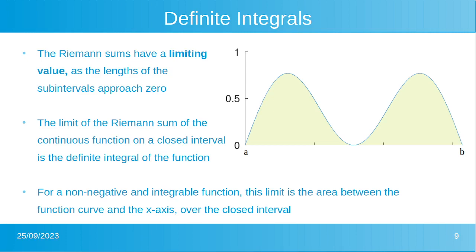So the Riemann sums have a limiting value as the lengths of the subintervals approach 0. The limit of the Riemann sum of the continuous function on a closed interval is the definite integral of the function. For a non-negative and integrable function, so for a positive and integrable function, this limit is the area between the function curve and the x-axis over the closed interval.